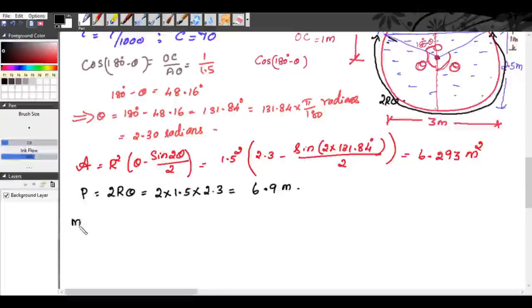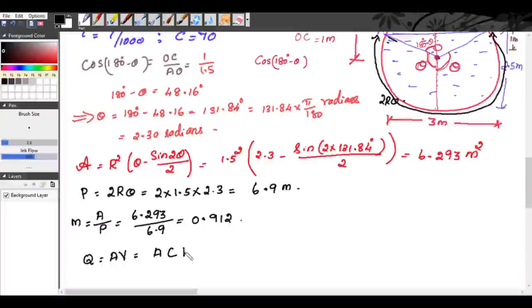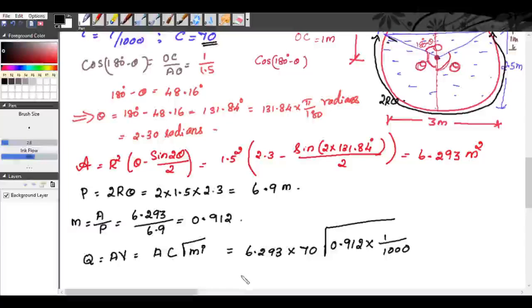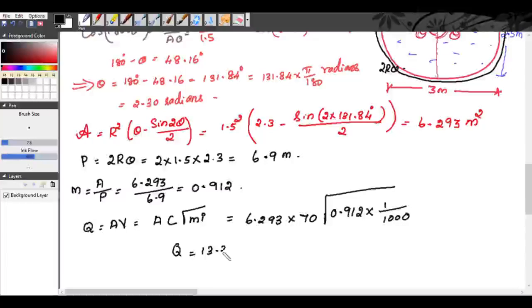Now our hydraulic mean depth M is equal to area by wetted perimeter. We get 6.293 divided by 6.9. Therefore, the hydraulic mean depth M is equal to 0.912. Now we can find the discharge Q is equal to area into velocity. For velocity we will use Chezy's formula, C into root of mi. So area we have found as 6.293 meter square, multiplied by the Chezy's constant given as 70 into square root of M, 0.912, into the slope of the channel bed, which is 1 by 1000. So we get discharge Q is equal to 13.303 meter cube per second. So this is our answer.